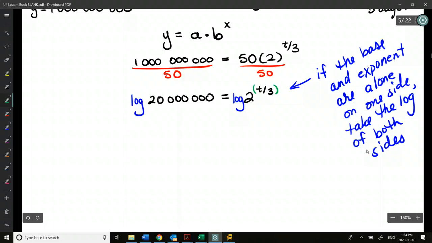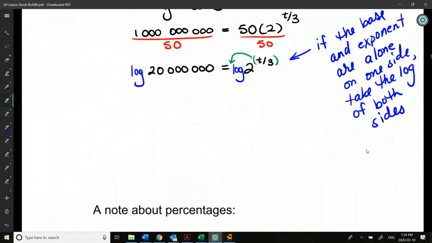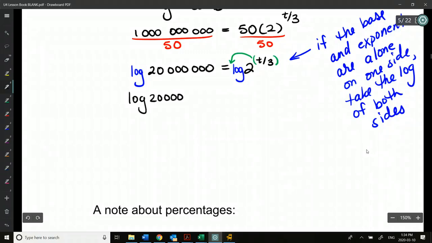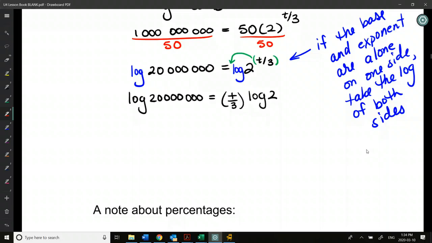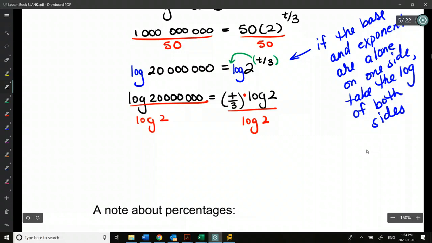Okay, so with the log, now that we have the log in front of some base to an exponent, we will bring down this exponent. This is called the power rule of logarithms, and we can write it as a multiple in front of our log. So we'll have t over 3 times the log of 2. Now I want to start moving things away from t. If this is multiplication right now, we're going to start by dividing the log of 2 on each side. And you may be tempted to plug into your calculator at this point, but just wait 1 second.